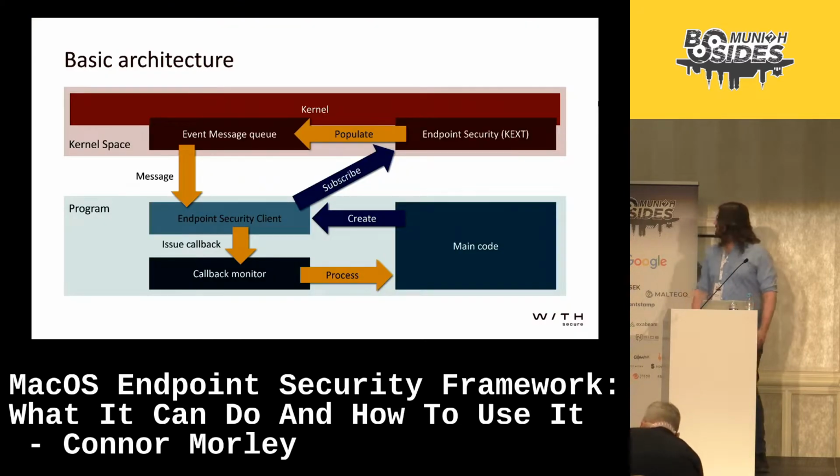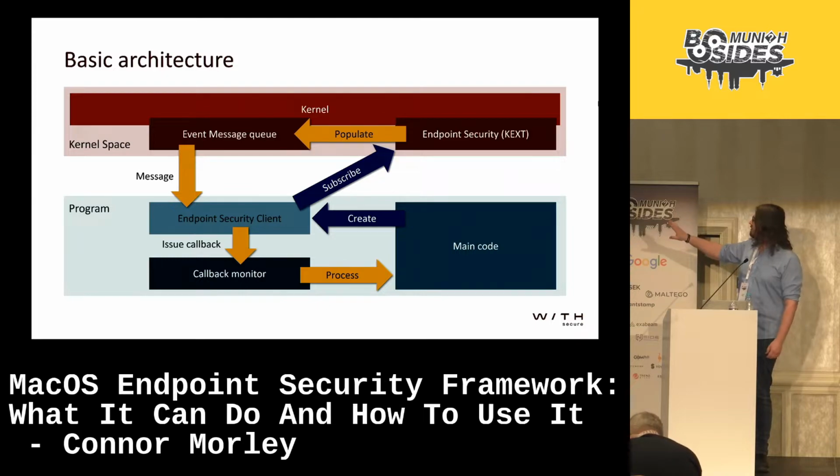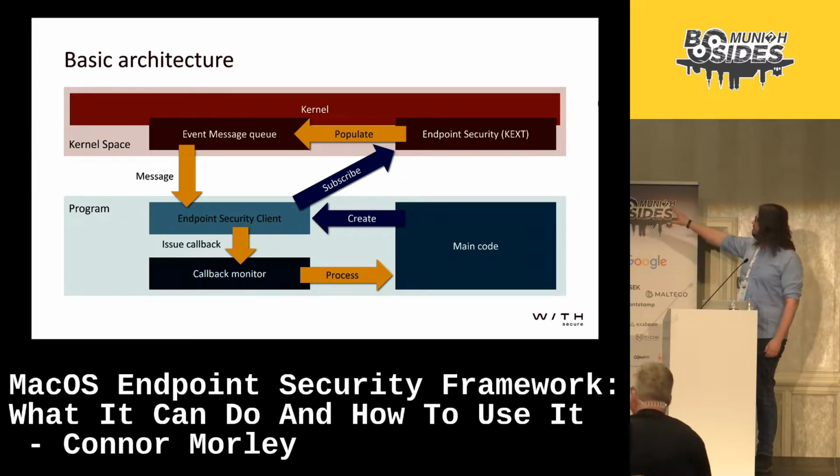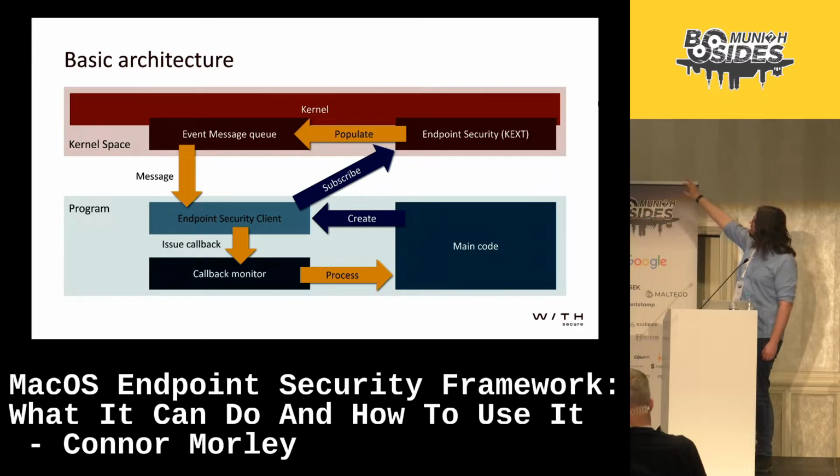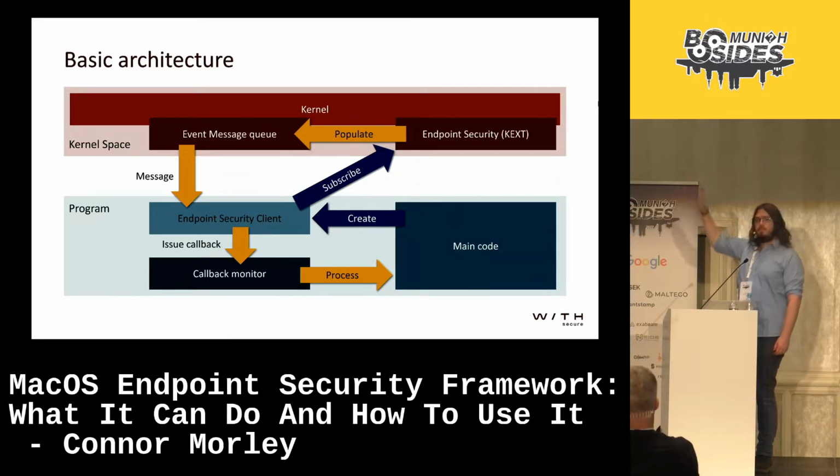This slide's a little bit messy, so I'll just walk you through it. In the bottom right, you'd have the main code running in the user space of your program. You would then create an endpoint security client object. This would then subscribe to the endpoint security kernel extension with the event types that you want. So you specify the event points you want, like file creation or process creation or anything of that sort of thing.